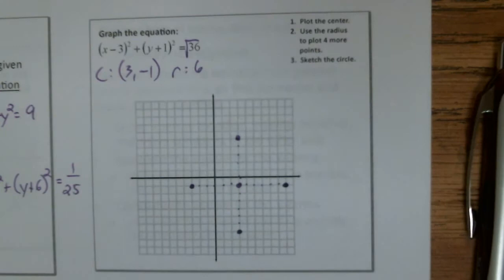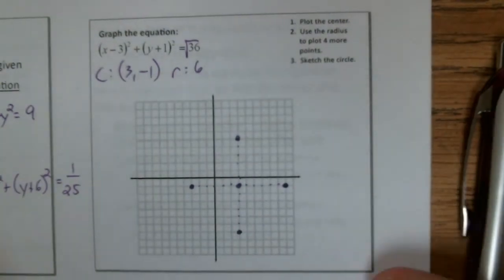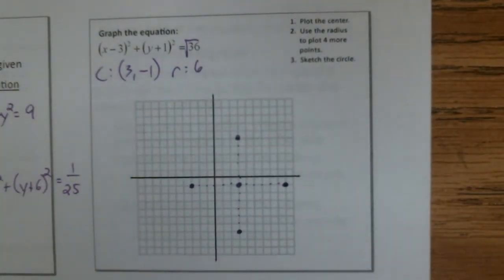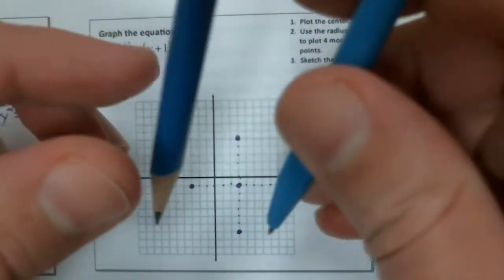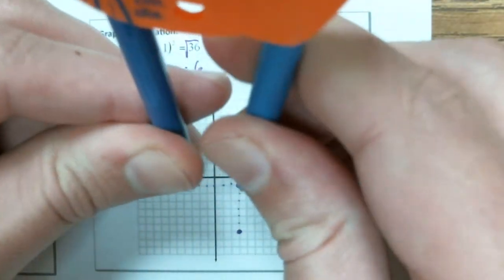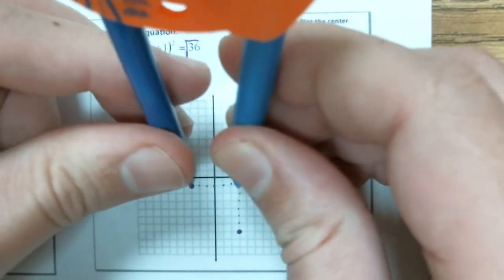Okay, all right. So now we want to plot a circle. You can do this a couple of different ways. I'm going to get out a compass and do it. You don't have to do this, but I'm going to do it anyway.